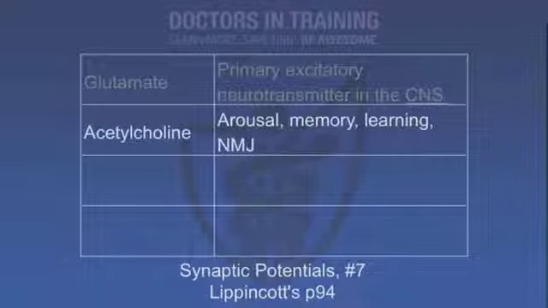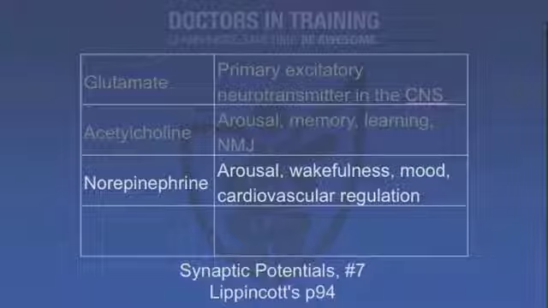There's acetylcholine, which is involved with arousal, memory, and learning, and it's also involved at the neuromuscular junction, as you remember. A deficiency of acetylcholine is associated with Alzheimer's disease or Huntington's disease. Other excitatory neurotransmitters include norepinephrine, which is also involved with arousal and wakefulness, as well as mood and cardiovascular regulation. So if you have too much norepinephrine, you may have mania, and if you have a deficiency of norepinephrine, you may have depression. And as we'll see in a moment, depression is also involved with serotonin.